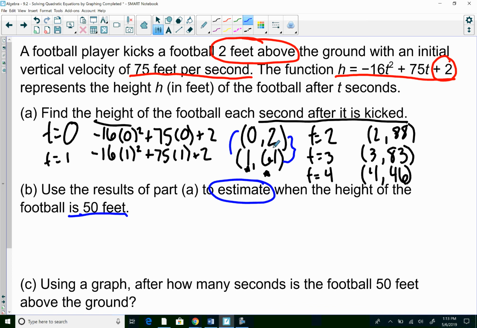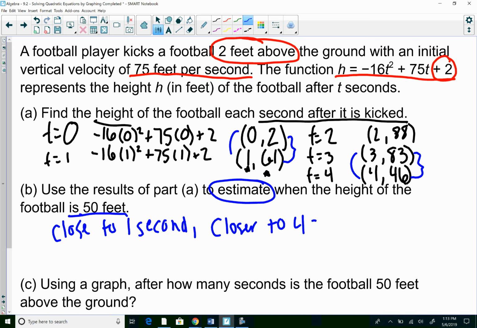Probably a little bit closer to 1. I would say close to 1 second is the first time that it hits about 50 feet. And then we're looking again about here, 83 to 46. So between 3 and 4 seconds, probably closer to 4 seconds for this second one here.